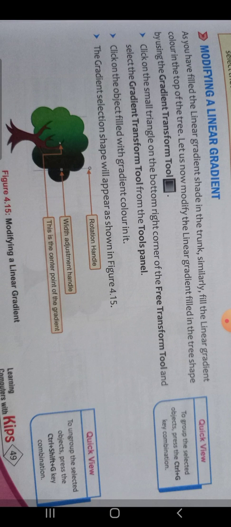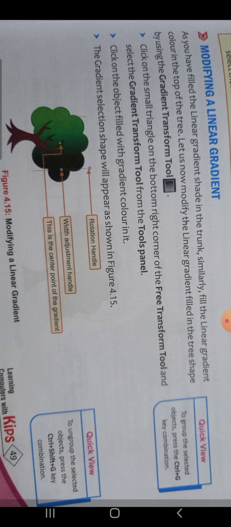And the next is modifying a linear gradient. We can also modify a linear gradient. For example, as we apply a linear gradient, from the starting it is dark, and towards the end it becomes lighter. But what if we want to shift this darker and lighter space somehow?